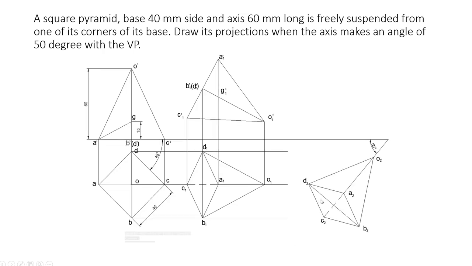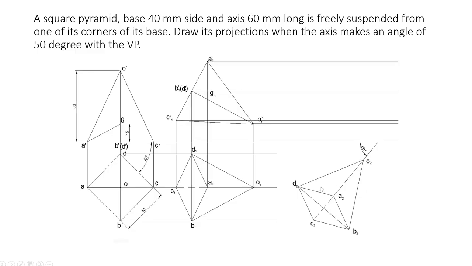Just connect that, you can get the top view of this object tilted after rotating through 50 degrees. Name those points as O2, A2, B2, C2 and D2. So you can just turn it like this at 50 degrees. In that way you can copy this diagram here.